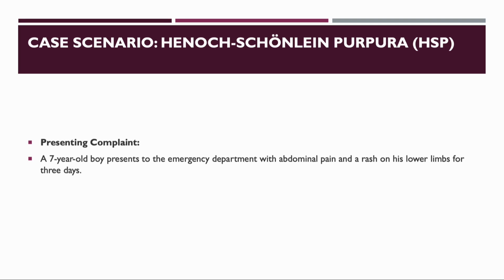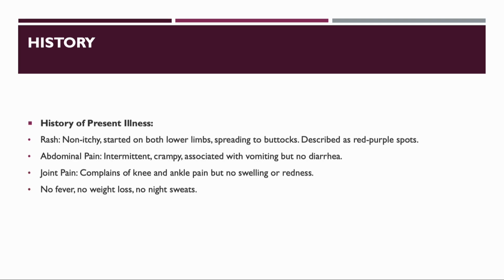Case scenario: a 7-year-old boy presents to the emergency department with abdominal pain and a rash on his lower limbs for 3 days. In history of presenting illness, rash, non-itchy, started on both lower limbs, spreading to buttocks, described as red-purple spots. Abdominal pain, intermittent cramping associated with vomiting but no diarrhea. Joint pain, complaints of knee and ankle pain but no swelling or redness.